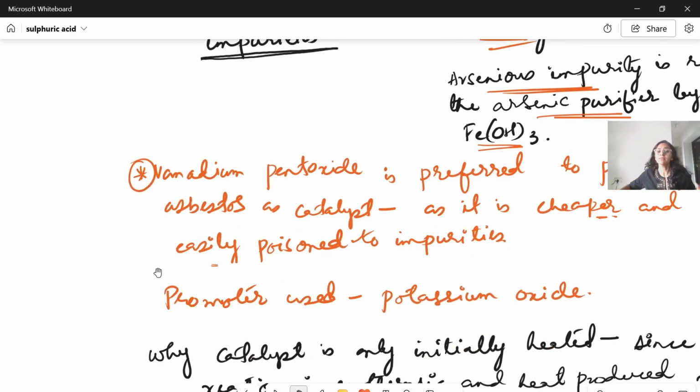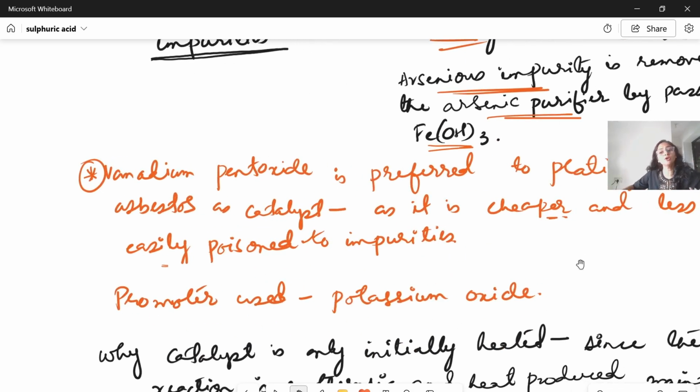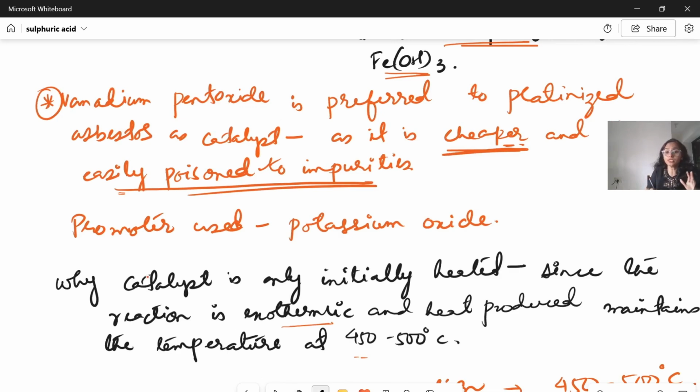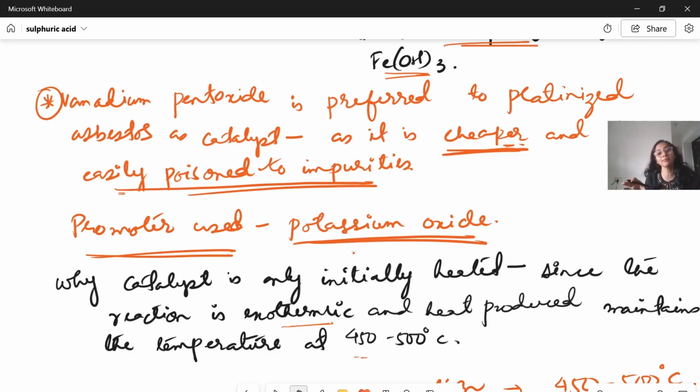Then we discussed why vanadium pentoxide is preferred and not platinum as a catalyst. The reason is that vanadium pentoxide is cheaper and it is less easily poisoned by impurities. That's why we are using that. Next is, which promoter is used? We use a promoter to increase the efficiency of the catalyst. The name of the promoter is potassium oxide. All these are important. This will make you exam ready. So the promoter used is potassium oxide.